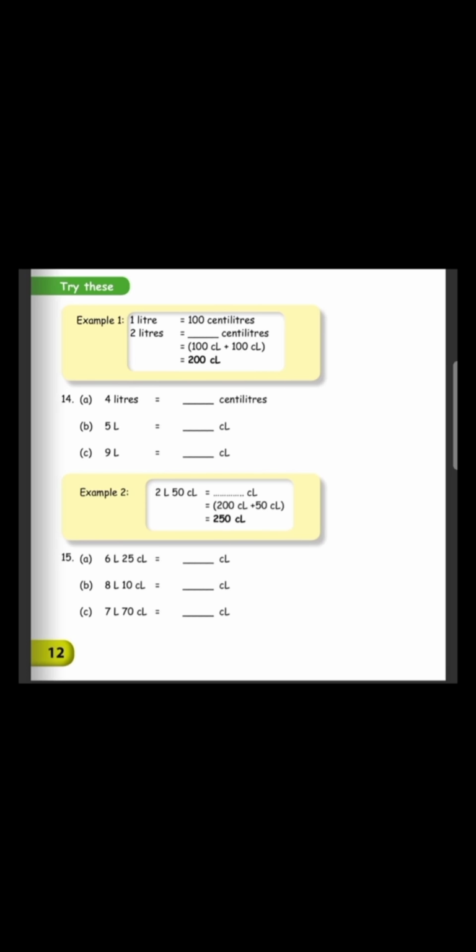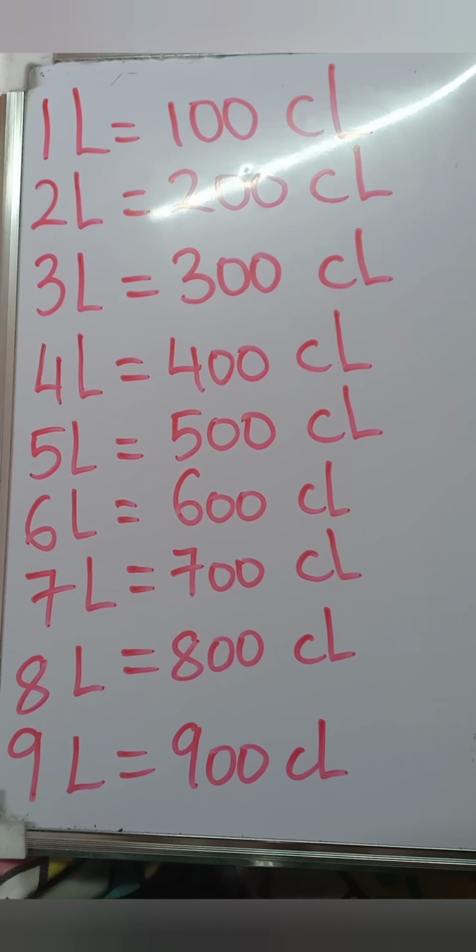Let us observe example 1 now. 1 liter is equal to 100 centiliters, isn't it? Now, 2 liters. In 2 liters, we have 1 liter plus 1 liter. So, it is 100 centiliters plus 100 centiliters gives us 200 centiliters. Follow on the board. Follow with me.